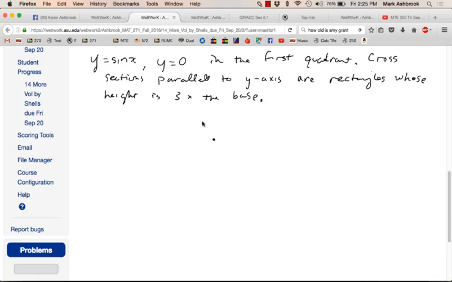So we're not rotating anymore. We're starting with a region. The region is formed by y equals sine x, y equals 0 in the first quadrant. That should be an easy sketch. And x from 0 to pi, because in the first quadrant there are other places, we just want this first part of sine there. So here's our region.